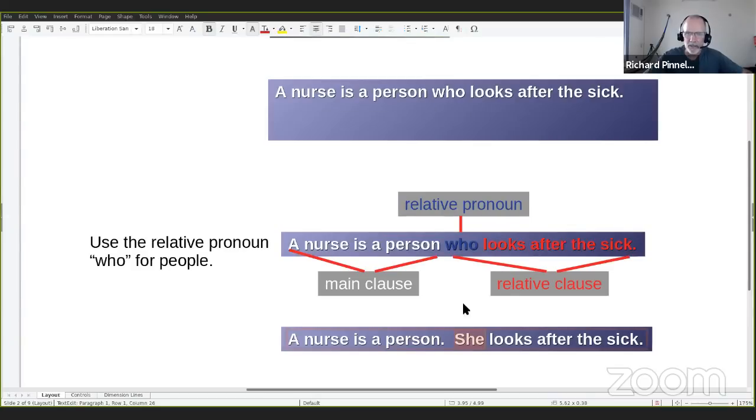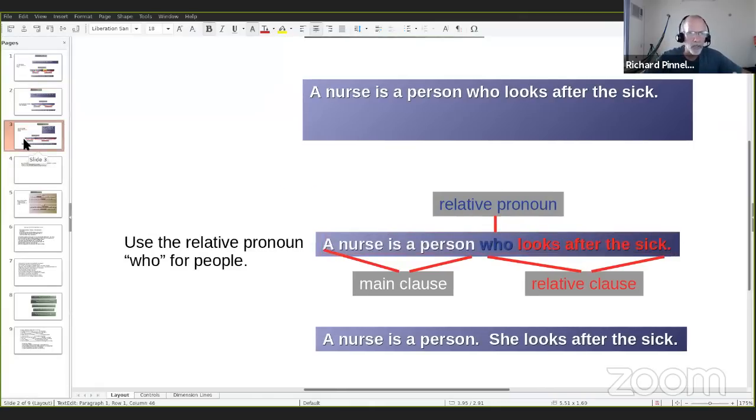We are replacing the subject pronoun with who. So if we're talking about a thing, we need to use which as the relative pronoun. And if we're talking about a person, we need to use who as the relative pronoun. Let's carry on with another example.